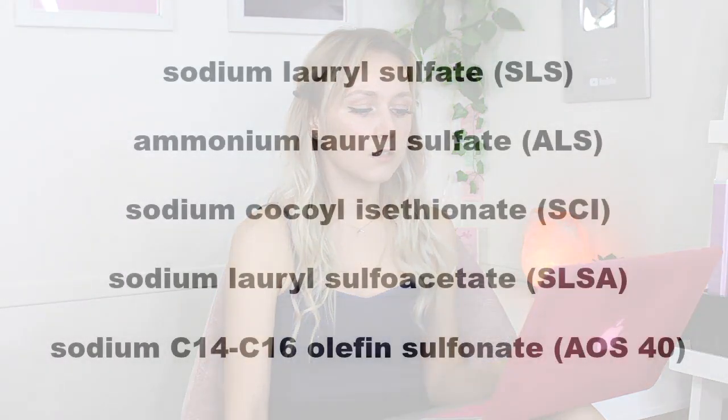Examples of anionic surfactants are sodium lauryl sulfate. The short name is SLS. This might sound familiar to you. I feel comfortable saying this is the most common anionic surfactant that people avoid. It causes irritation for a lot of people. I personally can't even use it. It breaks me out in a rash.